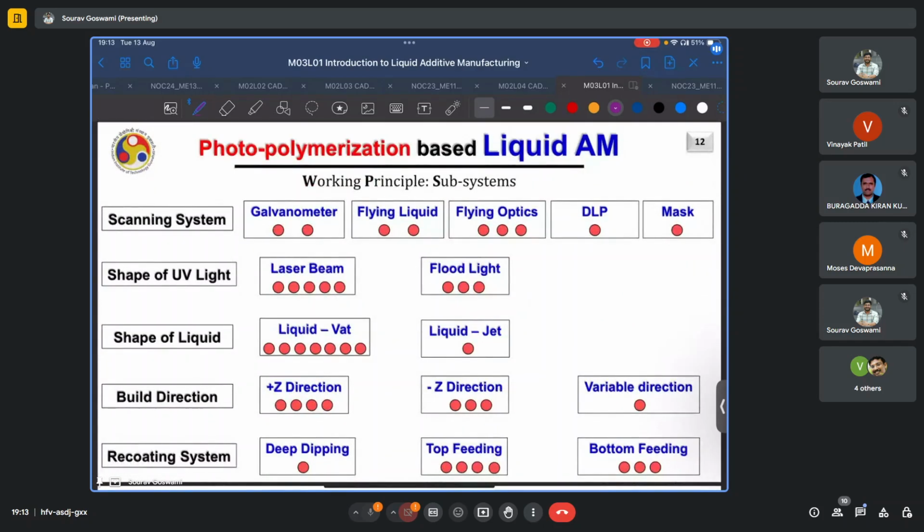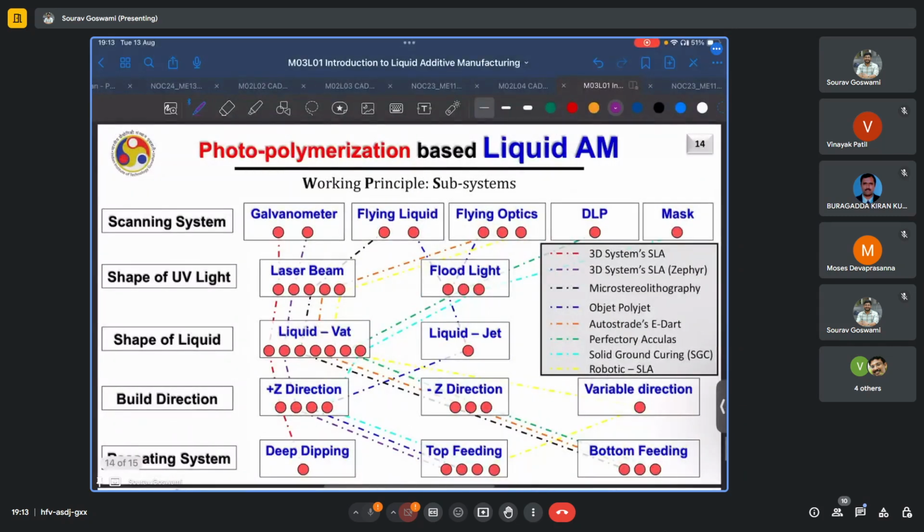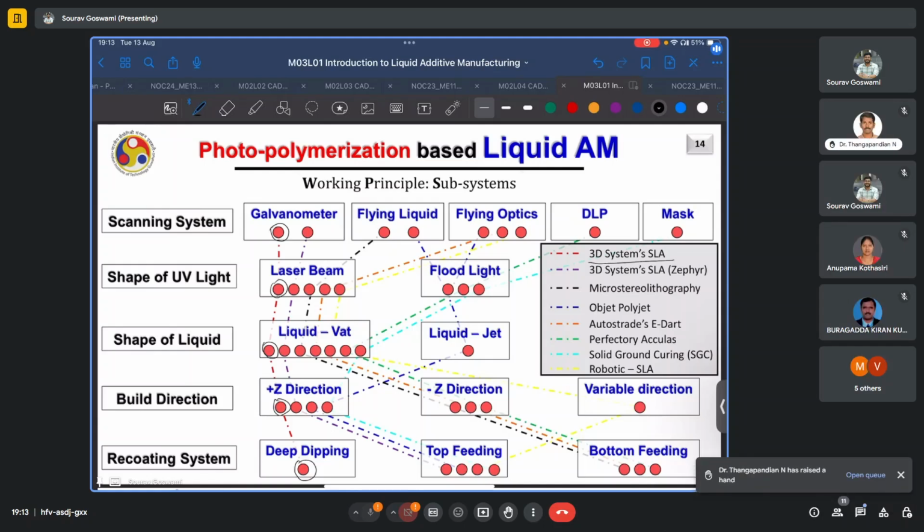Now, based on the combination of the scanning system, the shape of the UV light, the shape of the liquid, the build direction, and the recoating system, different liquid AM technologies have come up, and a few of them are highlighted here. So, if it uses a galvanometer based scanning system, a laser beam as the shape of UV light, a liquid vat, builds in the positive Z direction, and utilizes deep dipping for recoating, the process is actually 3D Systems SLA, or the very first 3D printing system which had been developed.